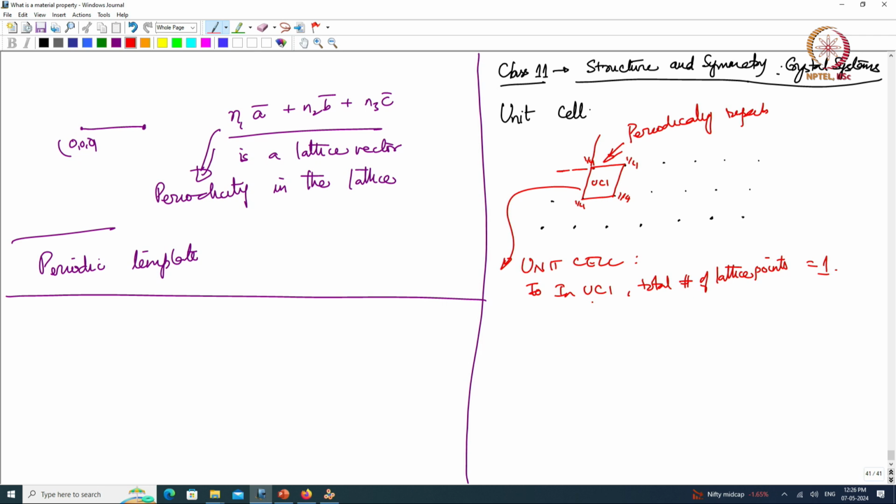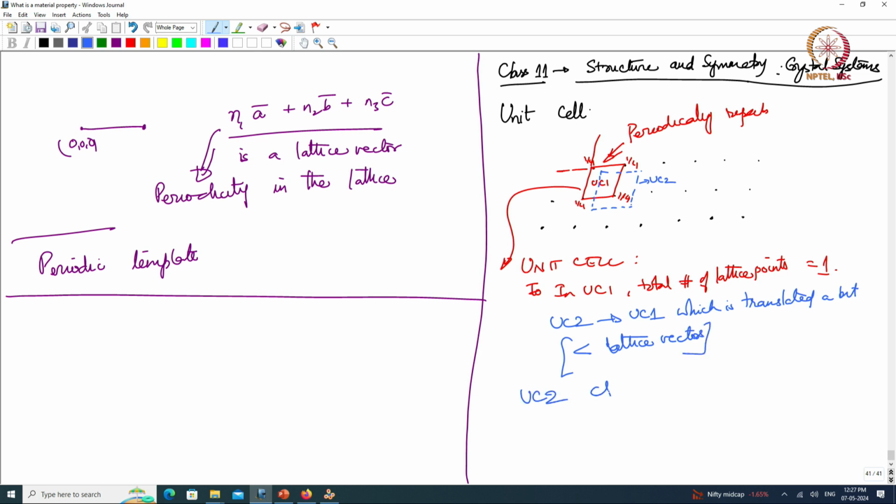The other simpler way of doing things is, instead of looking at UC1, I am going to shift the UC by a certain extent, just translate it. So, UC1 is translated to UC2, both of them are exactly of the same dimensions. UC2 is just UC1 translated a bit, not by a lattice vector, translated by less than a lattice vector. Okay. Then UC2 clearly encompasses only one lattice point.